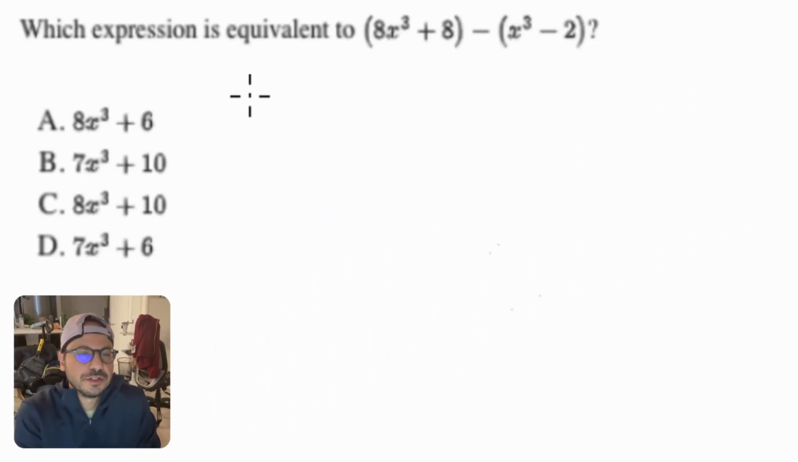Which expression is equivalent to 8x cubed plus 8 minus quantity x cubed minus 2? So if you're pretty good at math, you're probably asking, why do I need to do this on Desmos? I can do this easily algebraically. That's fine, do that. But again, if you're not good at polynomials and you look at this and you're like, what? You can do this on Desmos.